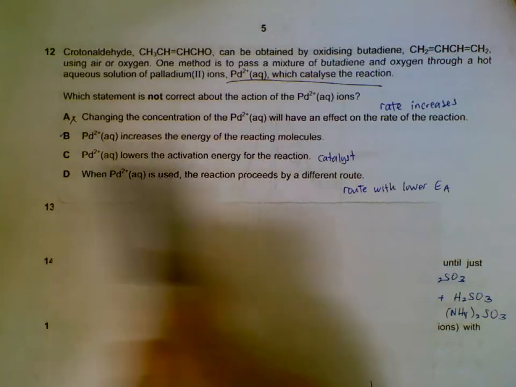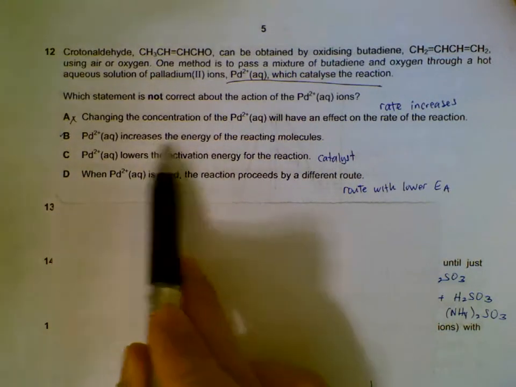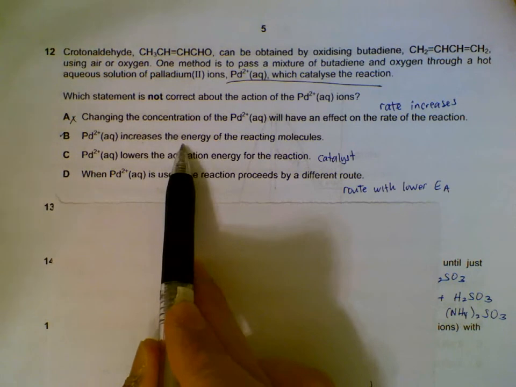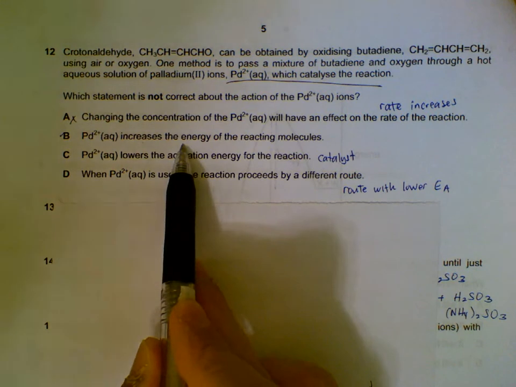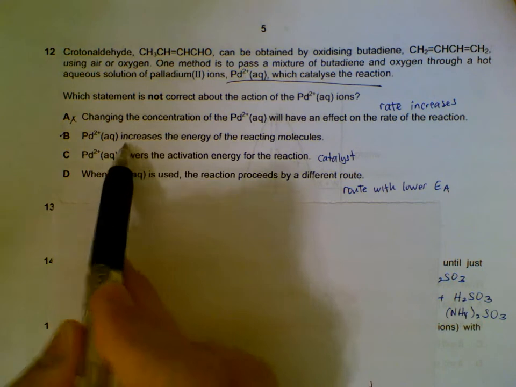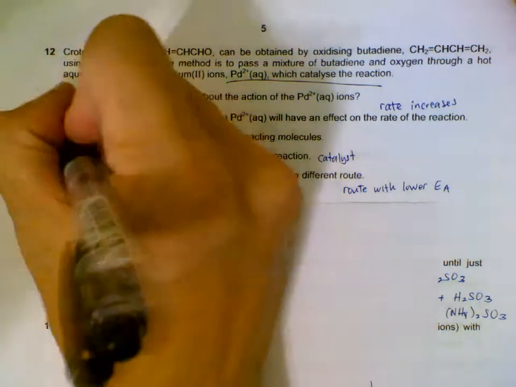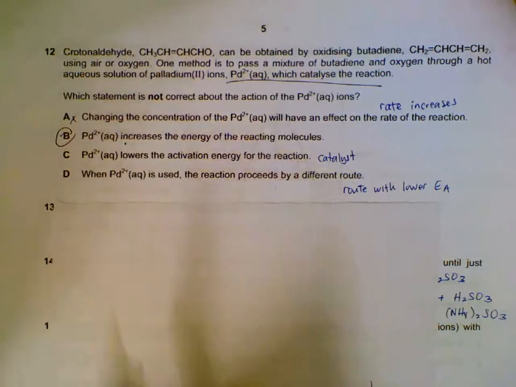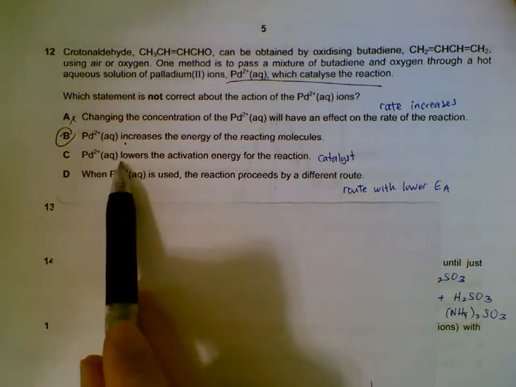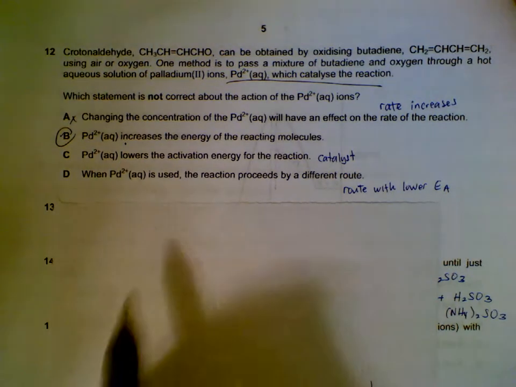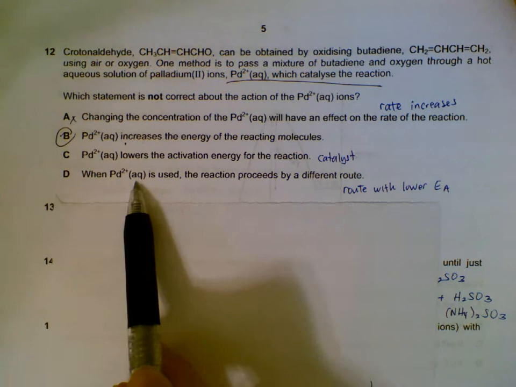Pd2+ increases the energy. This one is incorrect because the catalyst will decrease the activation energy. It doesn't change the energy of the reacting molecules. The reacting molecules' energy will be changed if we increase the temperature. So B is not correct. Statement C, like I was mentioning, it lowers the activation energy. That's what a catalyst does in this case. And how it does that, it actually allows the reaction to proceed by a different route.